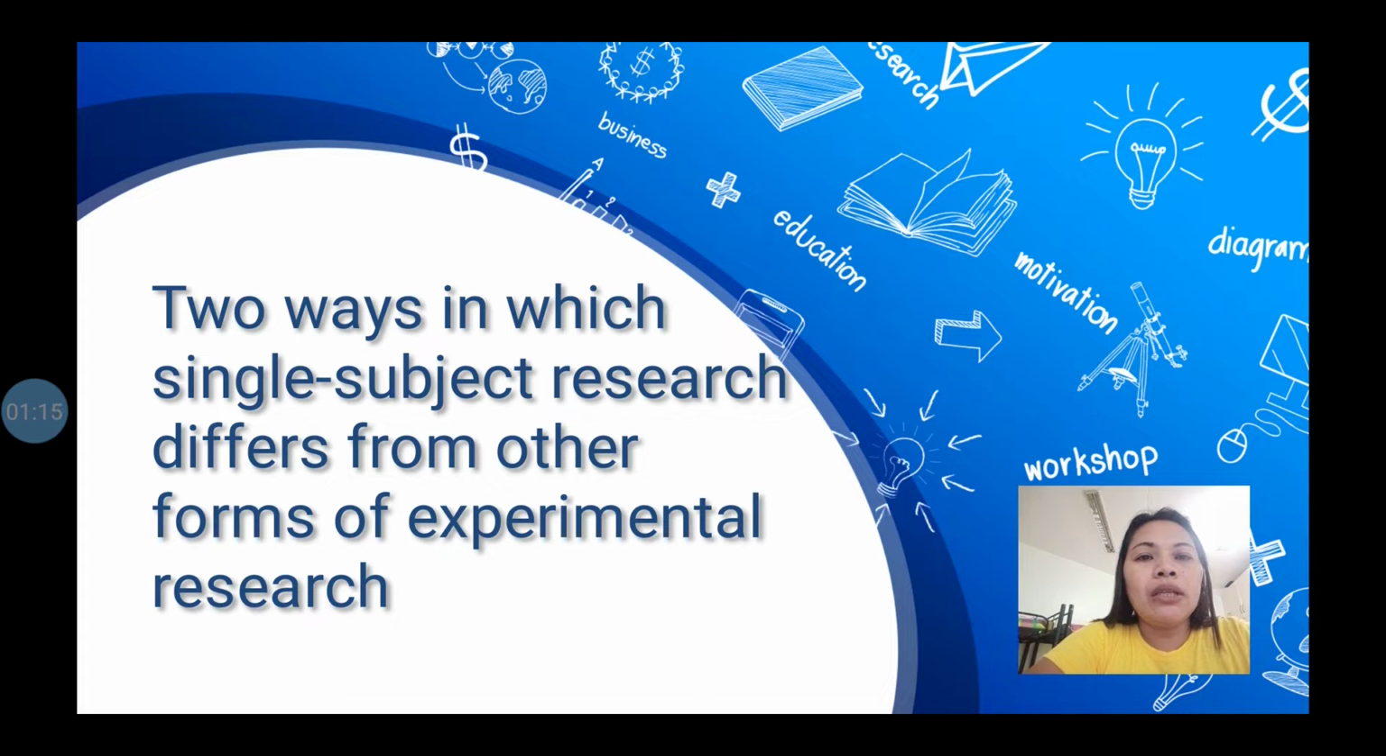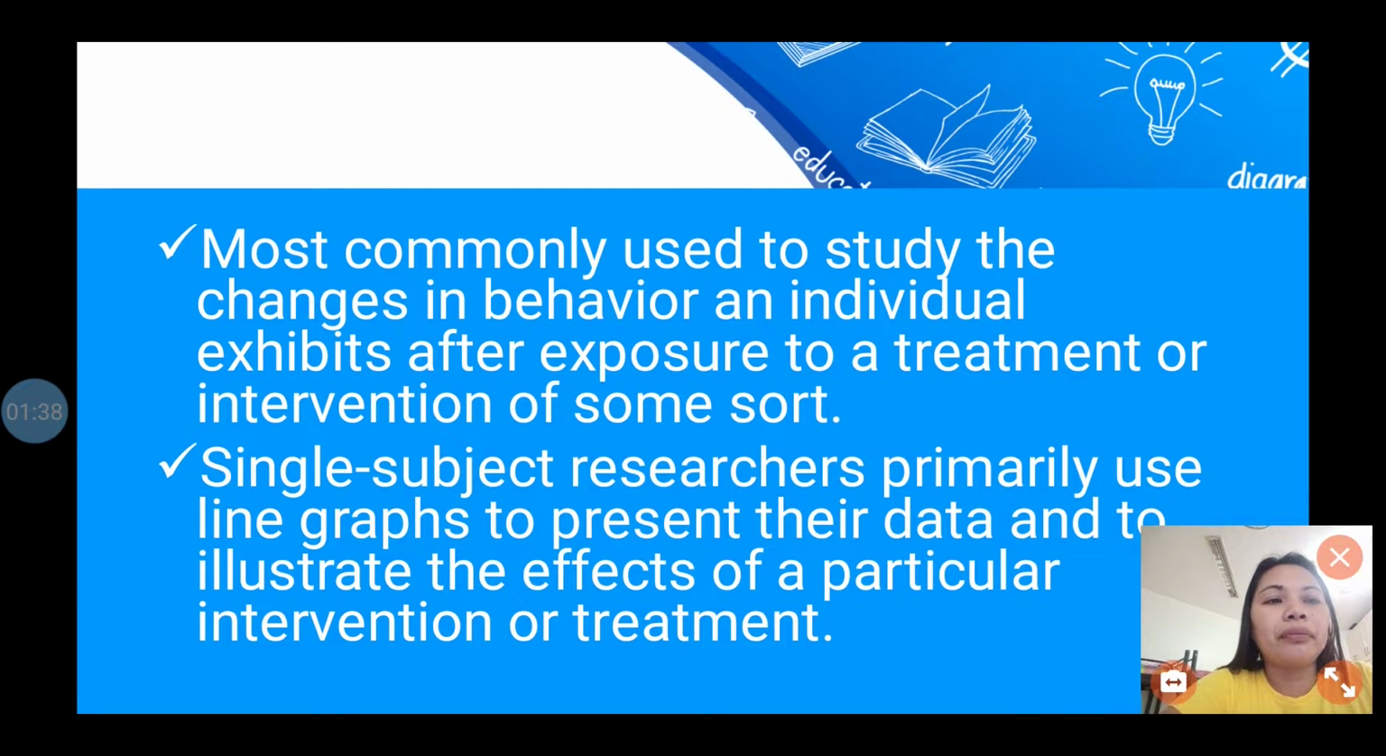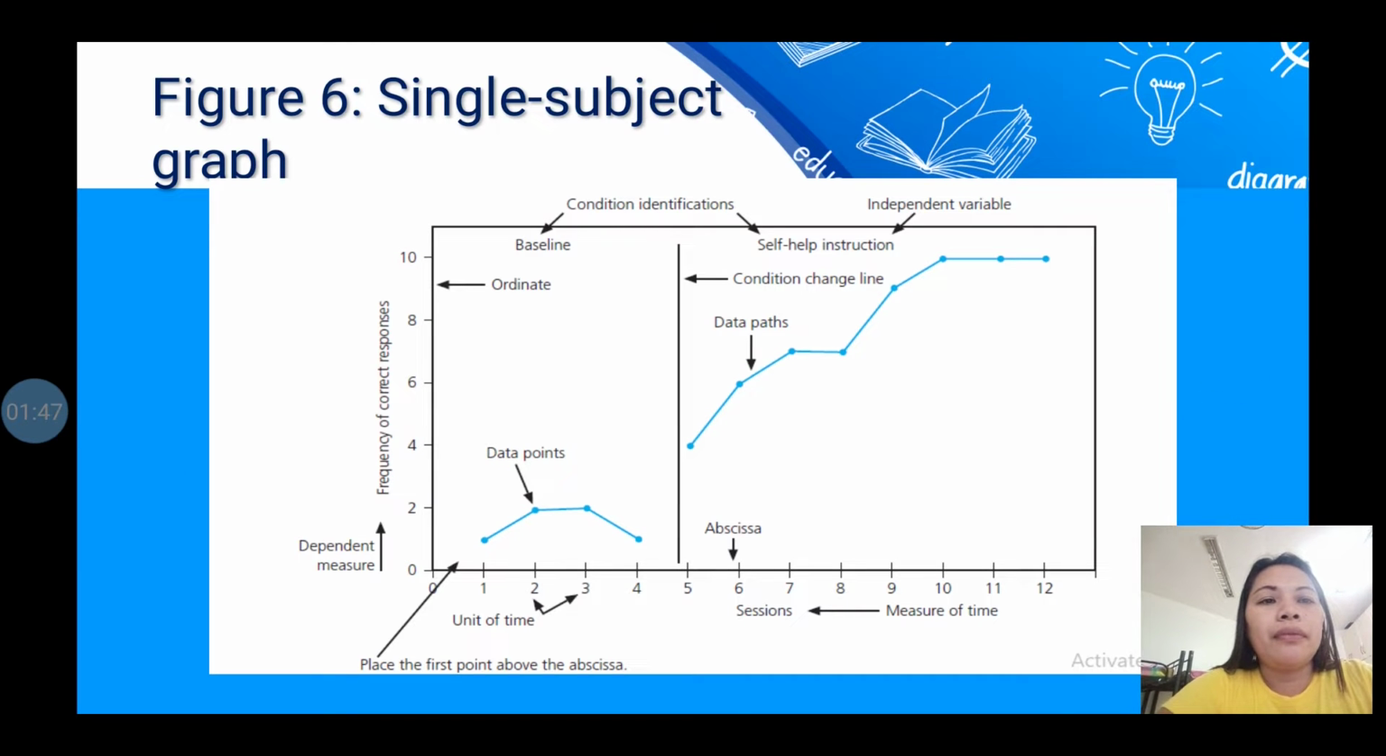There are two ways in which single subject research differs from other forms of experimental research. First, it is most commonly used to study the changes in behavior an individual exhibits after exposure to a treatment or intervention of some sort. Also, single subject researchers primarily use line graphs to present their data and to illustrate the effects of a particular intervention or treatment. As you can see here in figure 6, this is an example of single subject research that uses graphs.